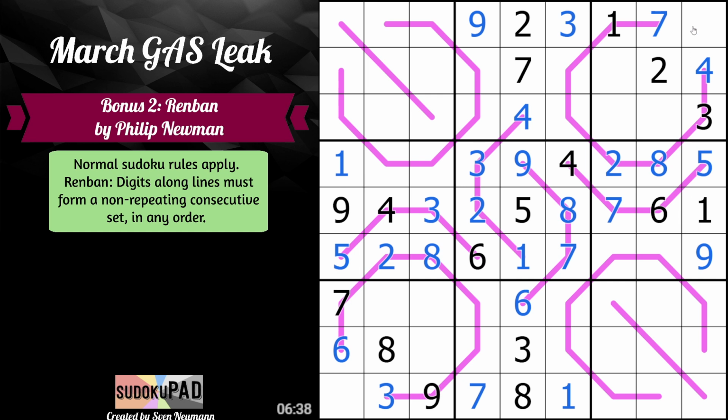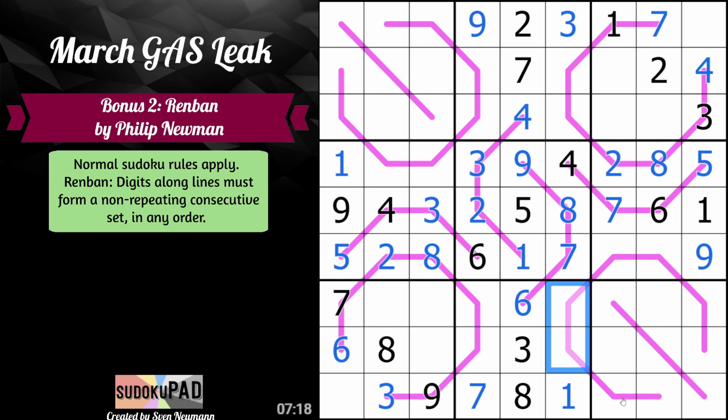Which isn't quite a naked single. This could still be 6 or 8. But as I say, something's got to give. 4, 5. I guess 5 ends up in one of these 3 cells and one of these 2 cells. So 5 ends up down here, though I guess we know specifically it ends up on the Renban here.